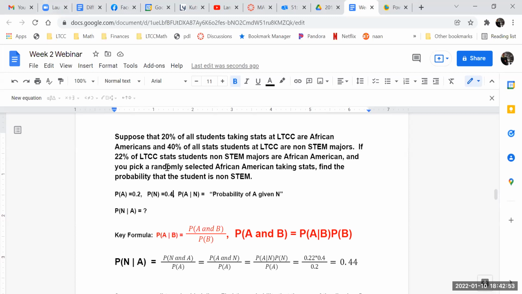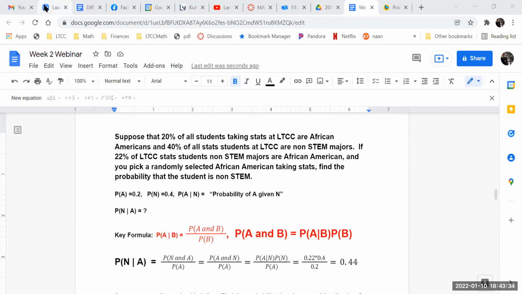Okay, now the next sentence said 22% of LTCC stat students, non-STEM majors, are African Americans. So that's among the non-STEM majors, 22% are African Americans. So when you're saying just in this group, we have a percent, that's what's called a given problem. And the way we write that is probability of A given N, probability of African American given non-STEM. So that's how you read that.